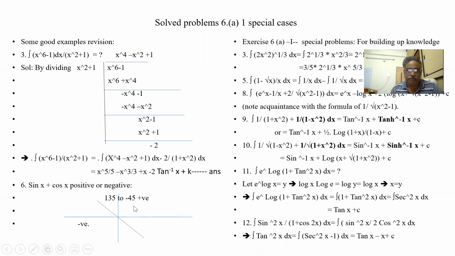So the next problem, we'll see why this has come here. So this is the positive zone of sin x plus cos x. Only sin x positive, 0 to pi. Only cos x positive, minus pi by 2 to plus pi by 2. But when you superimpose these two, this is the one which is positive, other side is negative. Will come in the next problem.